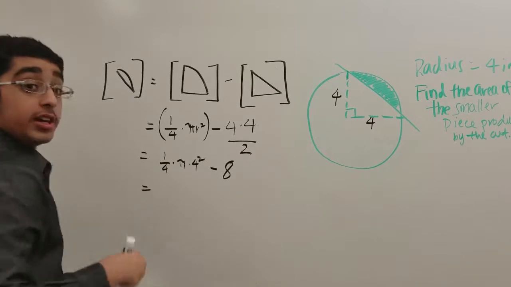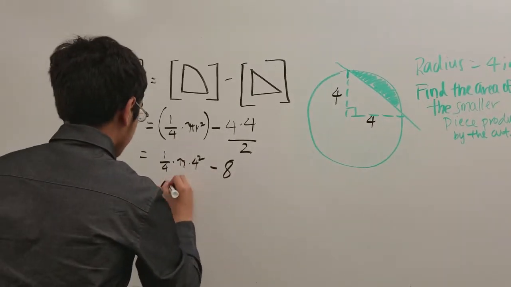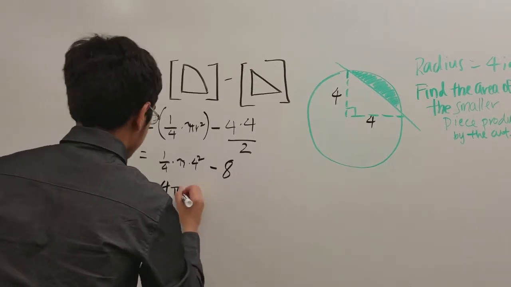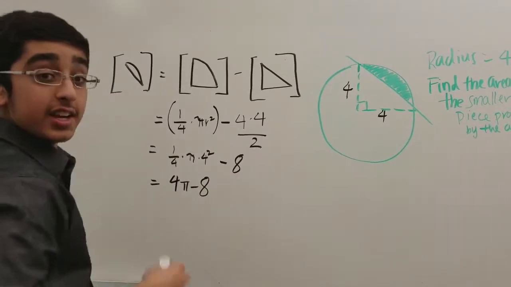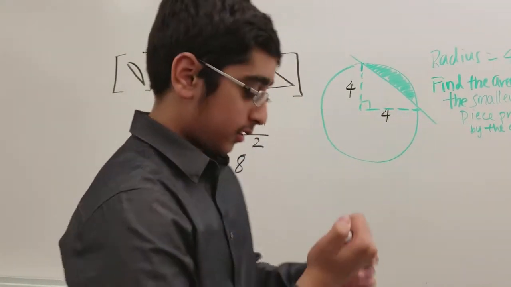Let's see if we can simplify even further. 1/4 times 4 squared is going to be 4. So we have 4 pi, then we have our minus 8 here. So 4 pi minus 8 is our answer. And we're done with problem 1. Let's head to problem 2.